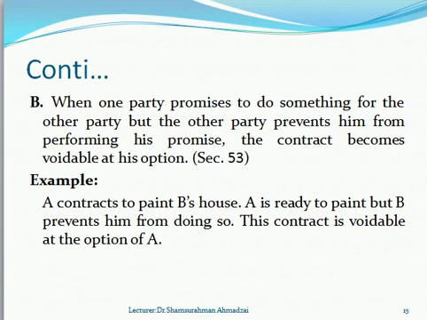So when one party promised to do something for the other party, but the other party prevents him from performing his promise, the contract becomes voidable at his option. A contract to paint B's house. A میخواد خانه B را رنگ کنه. A is ready to paint. A تیار است، آماده است که خانه را رنگ کنه. But B prevents him from doing so. لیکن B او را منع میکنه از رنگ کردن خانه. The contract is voidable at the option of A. پس اینجا قرارداد قابل فسخ شدنی هستن، لیکن آپشن به A میدیم که آیا قرارداد را فسخ میکنه یا نه.